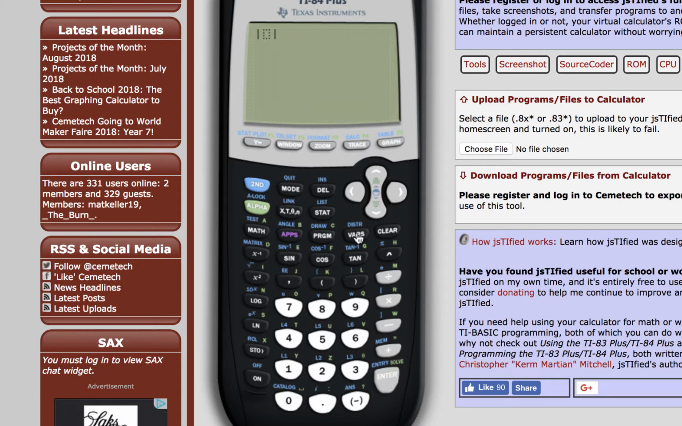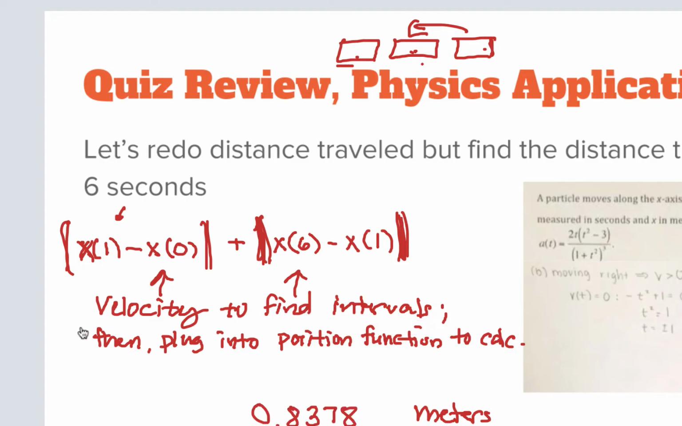So that's my go-to. Then go to vars, y-vars, and we're going to do y1 of 1 minus y1 of 0 plus absolute value, y1 of 6, because that was the ending time they gave us in the problem, minus y1 of 1, and there's our answer, 0.8378 meters. And remember, you need at least 3 decimal places in your final answer. Not just 3 decimal places, but 3 decimal place accuracy, okay? To justify your work, all you need to do is show this step right here. That step right there is fully justifying your work, okay?